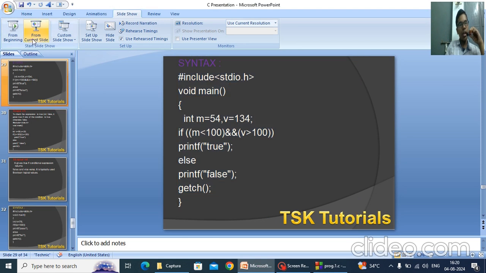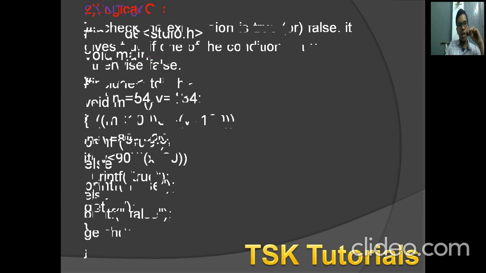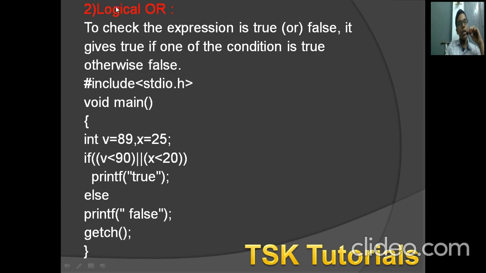Now let's check the next operation, logical OR. It's the same as the OR gate in physics, electronics. What does an OR gate give? If any of the inputs is true, either one or both inputs, then the output is true. It gives true if one of the conditions is true, otherwise false. At least one condition must be true, then it gives true, otherwise false.